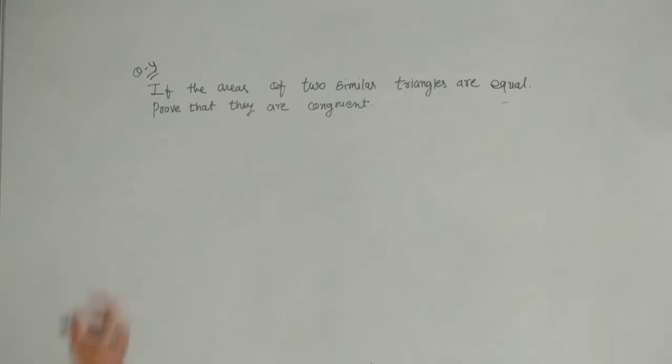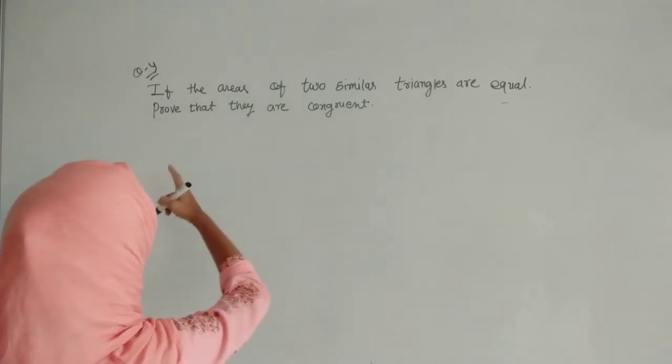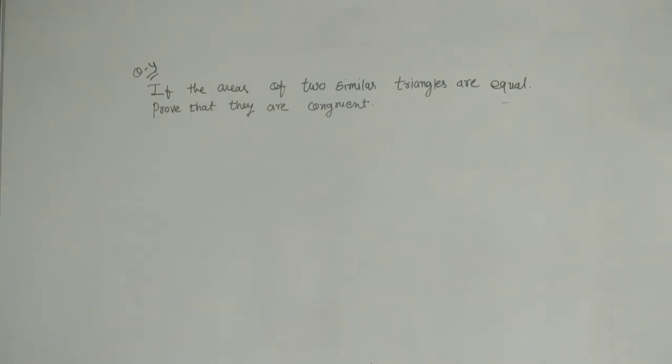Now here is exercise 6.4. Let me read question number 4. If the areas of two similar triangles are equal, prove that they are congruent. Nothing is given to us. This question is very important for the board exam. It could be asked for 3 marks and 4 marks. Nothing is given to us. All things we have to draw, and we have to prove.